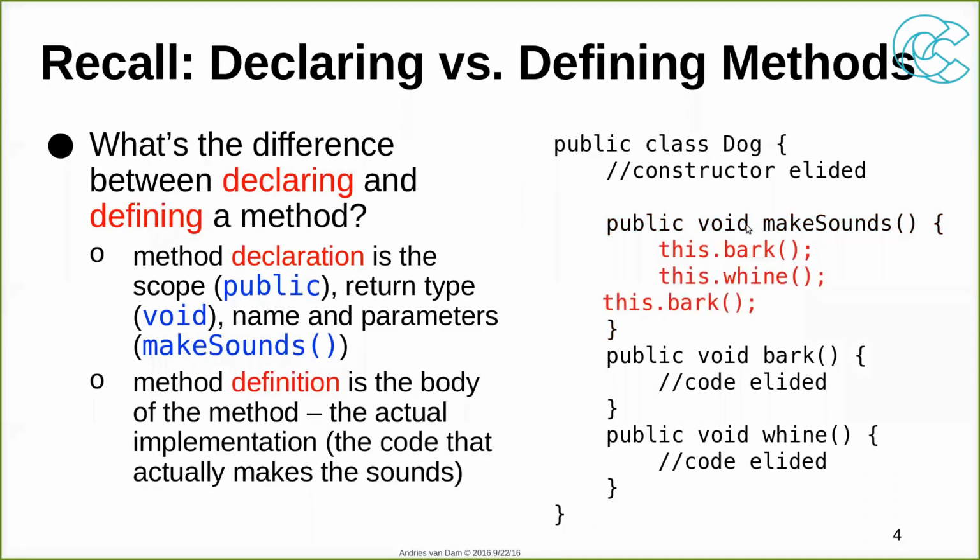Now there is the definition. The definition of a method involves the actual work that the method needs to do. So all the things within these curly braces form the definition of the method. In this case, there are three method calls, and those three method calls make up the definition of the method makeSounds. So the first line is the declaration, and whatever is the content of the curly braces within the method, that's the definition.